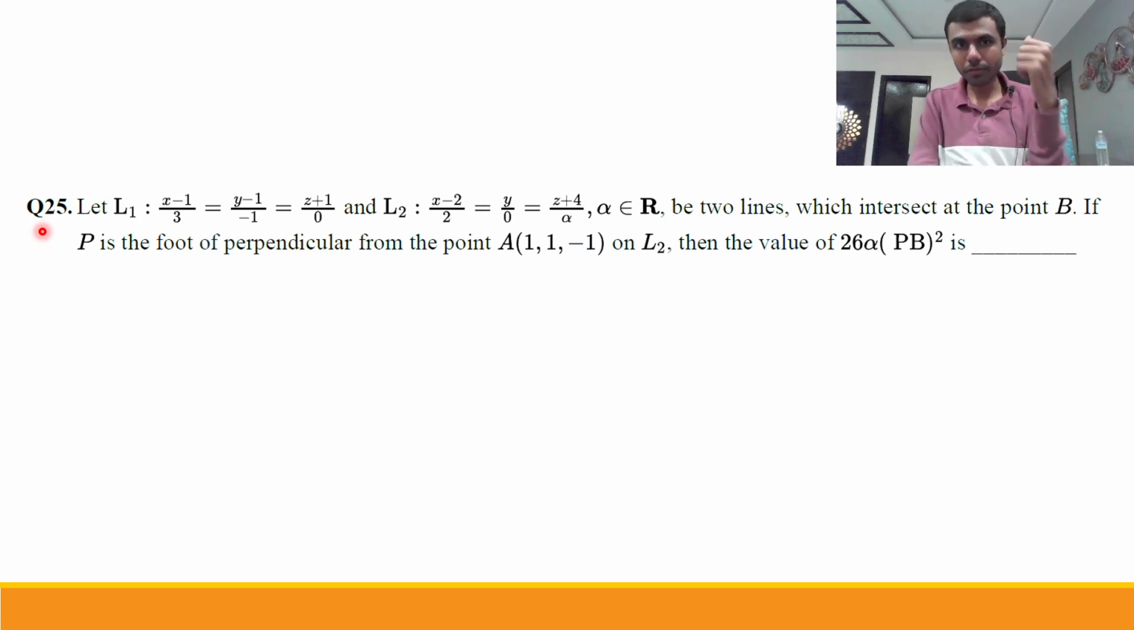Now, chalo, 25th question. There's a line L1 and there's a line L2, and they intersect at point B. The foot of perpendicular from A to L2 is P, and then find the value of 26 alpha, does PB also.